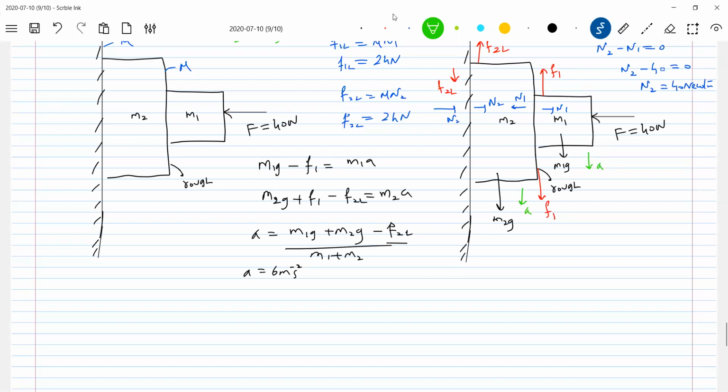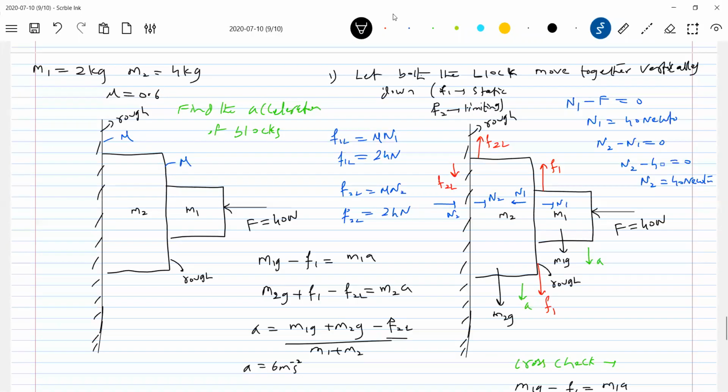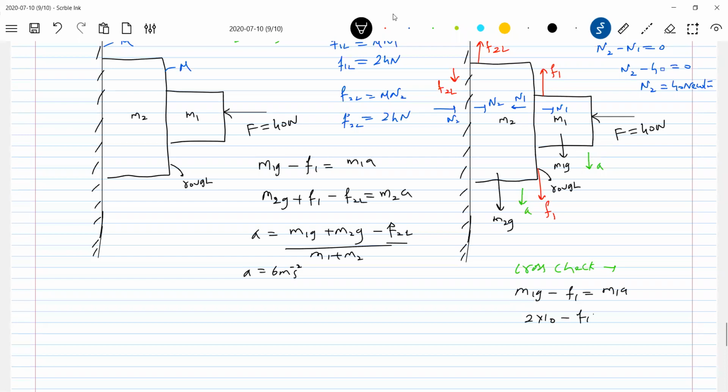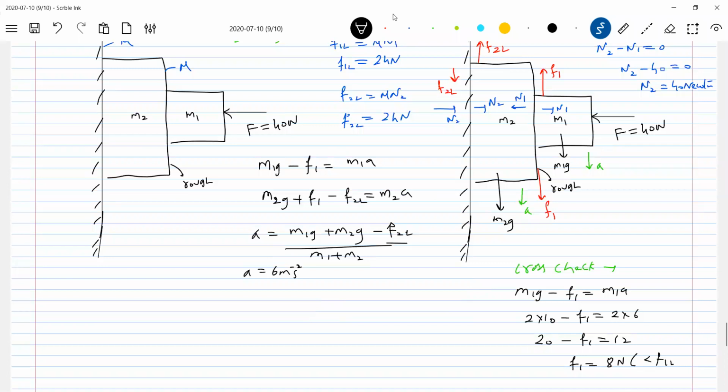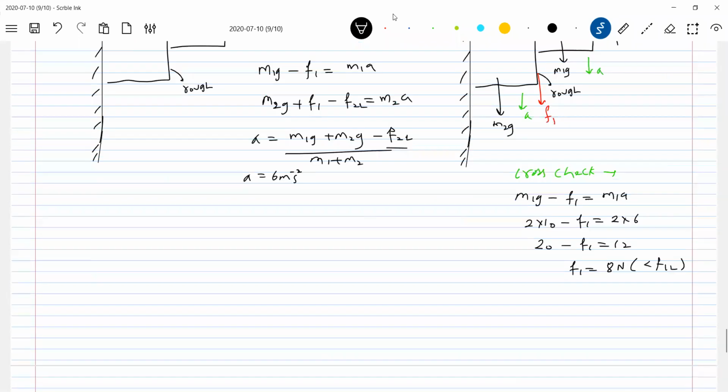What is a cross check? I'll write it here now. I'll look at the block M1. M1G minus F1 equal to M1A. M1 is how much? 2 kg. So 2 into 10, minus F1, equal to 2 into 6. So this will be 20 minus F1 equal to 12. F1, how much am I getting? 8 Newton. But what is the maximum permitted value, F1L? 24 Newton.